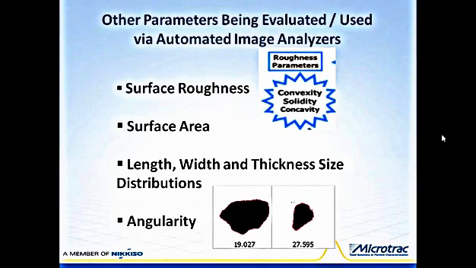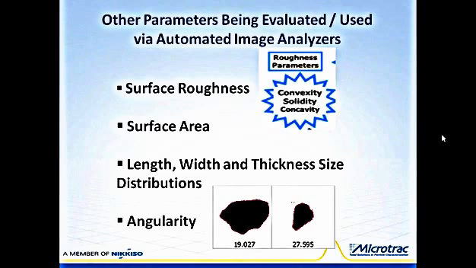Convexity on a scale of 0 to 1, a lower number being a rougher surface. Solidity, similar to convexity, and concavity, where a higher number would mean a rougher surface. Surface area of that same image would simply be the area of the image in square microns or millimeters.